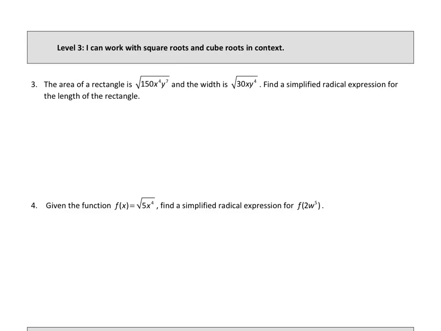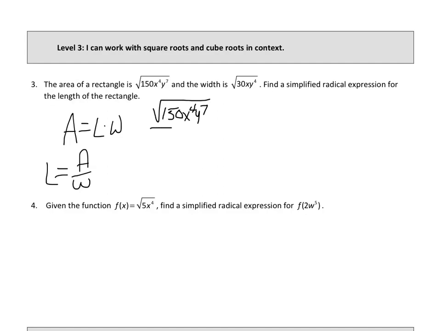So you got to think, to find the length of a rectangle, knowing the area and the width, we know that the area of a rectangle is length times width. So specifically, to find the length, it's really going to be the area divided by the width, which is what this problem wants us to do. So it wants us to divide the area, which is 150 x to the 4th, y to the 7th, by the width, which is 30 x y to the 4th.